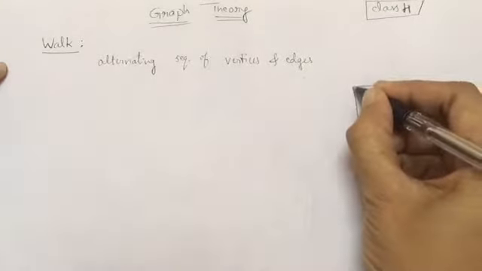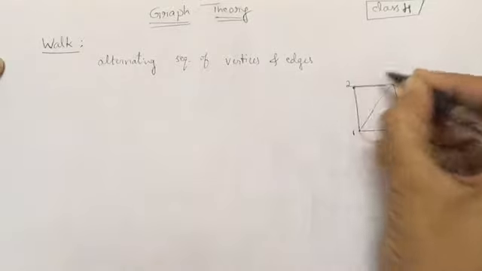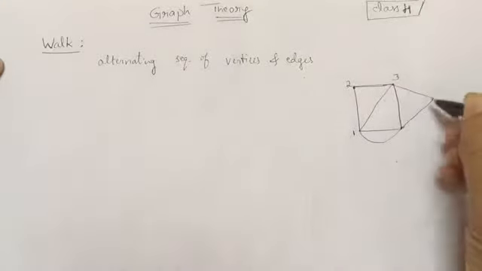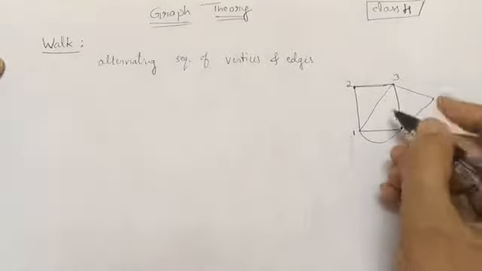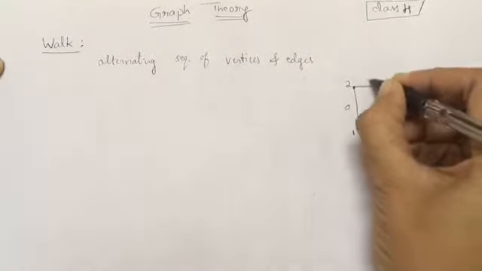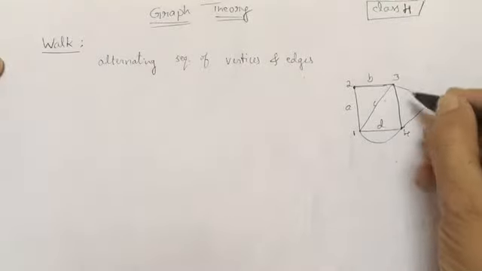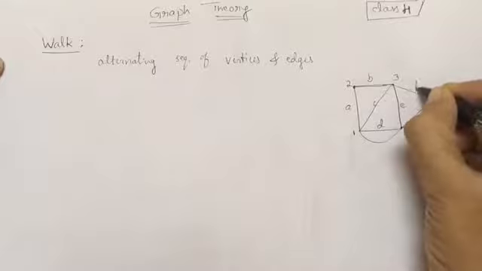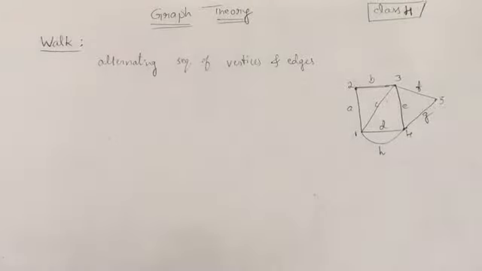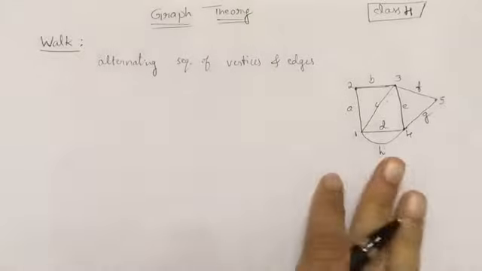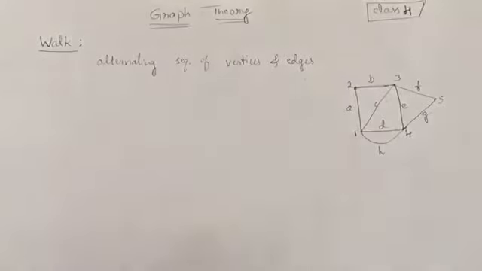Let me name the vertices: vertex 1, 2, 3, 4, 5. Name the edges as A, B, C, D, E, F, G and H. Okay, now this is my graph. It has got 5 vertices and these are my edges.